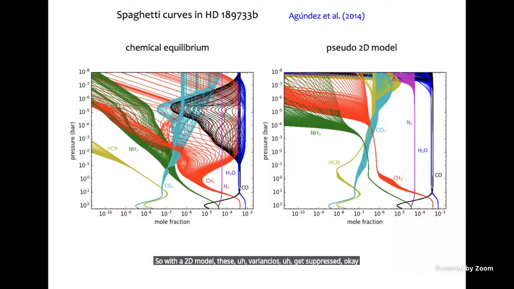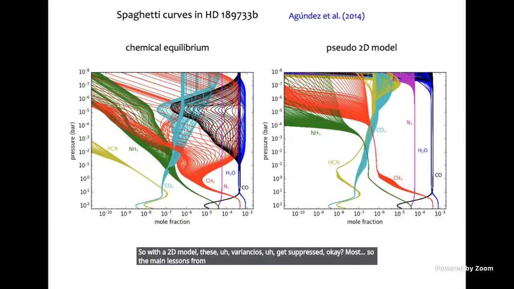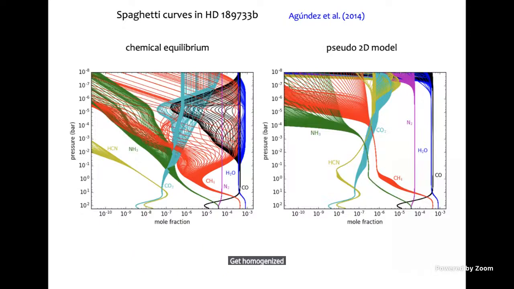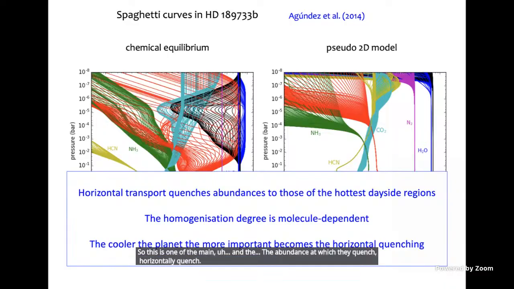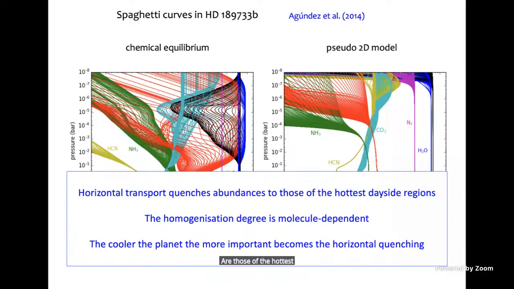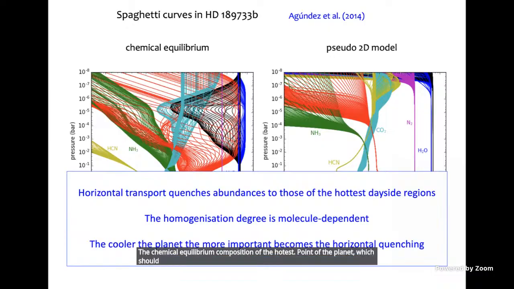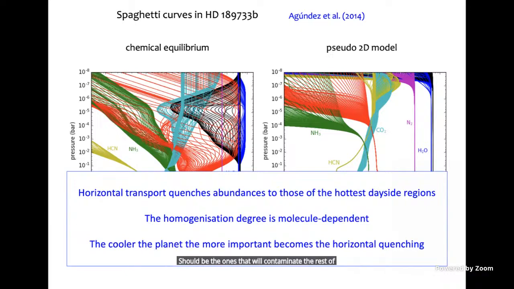Okay, so the main lesson from this kind of models is that the abundances get homogenized quite a lot as a function of the longitude. And the abundances at which they quench horizontally are those of the hottest points of the planet. Normally the chemical equilibrium composition of the hottest point of the planet, which should be close to the substellar point, but not exactly, should be the one that will contaminate the rest of the atmosphere, okay?